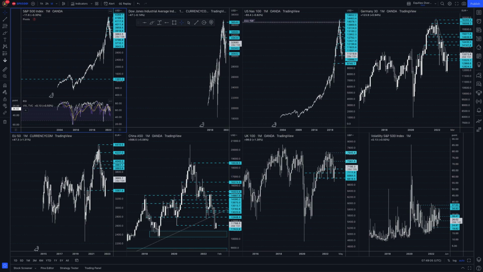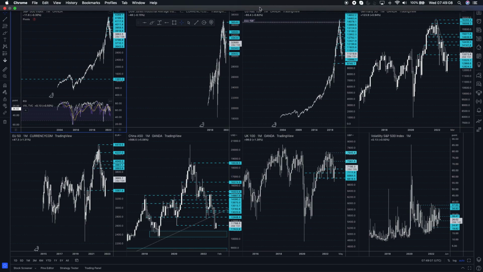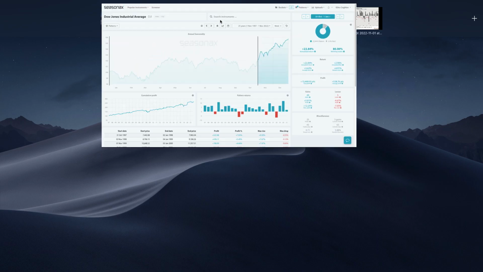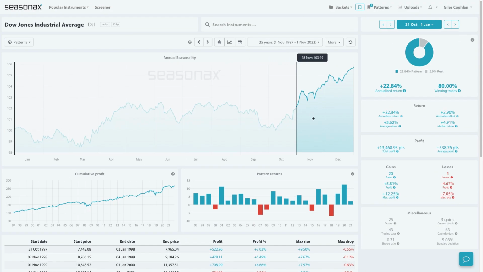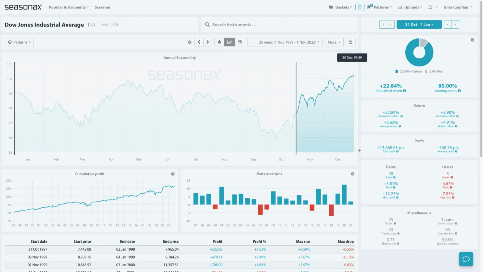Simple point number two, certain times of the year offer a statistical edge for global index investors. Those who invest in the winter months in global stocks tend to see outsized returns. So, for instance, here's a look at the Dow between 31st of October and the 1st of January. It tends to have a strong seasonal pattern. We can detrend it and see that that is a strong seasonal pattern tilted to the upside.